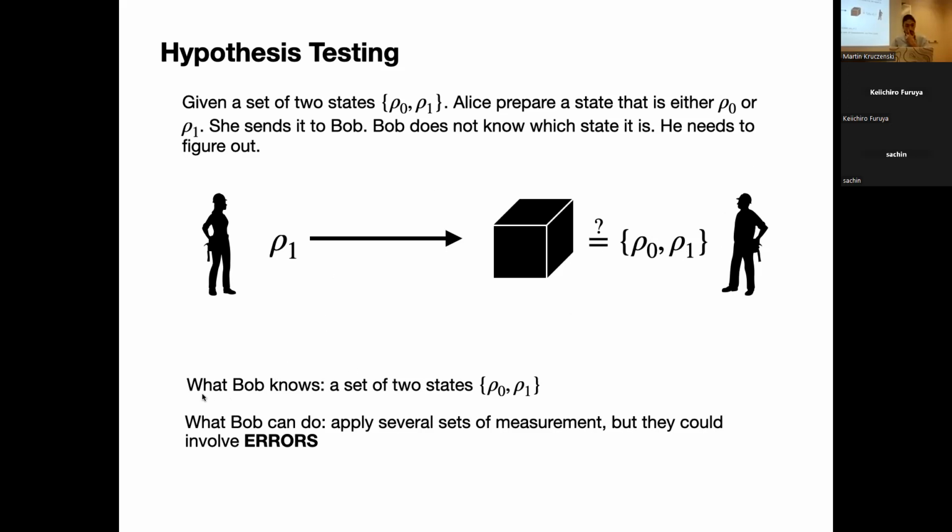So here what Bob knows is a set of two states. There's a state that he knows is either coming, and what Bob can do is apply several sets of measurements. He can do whatever measurement he wants, but this measurement could involve errors. So this is the setup of the problem. This is a quantum information problem. So is there any question for this?